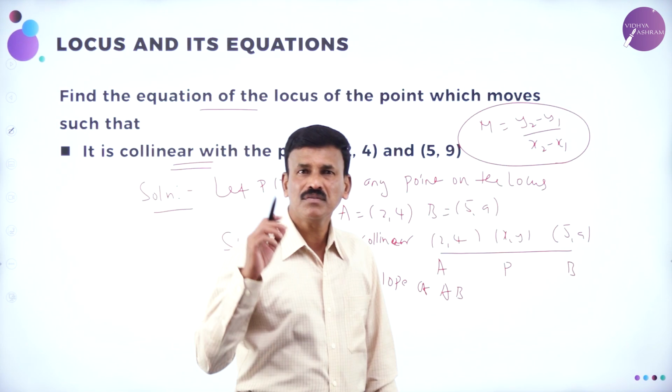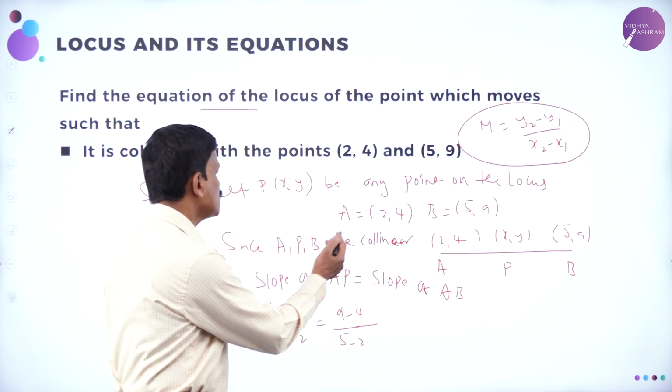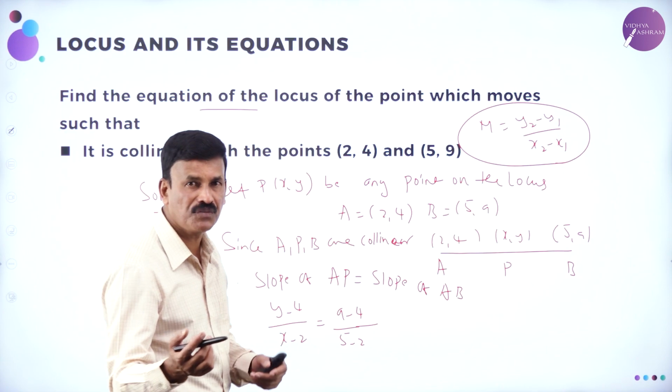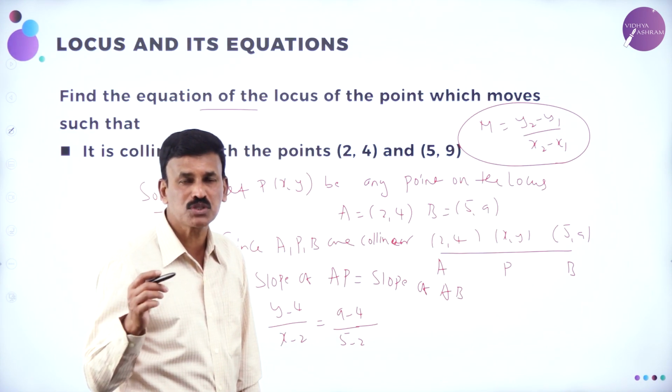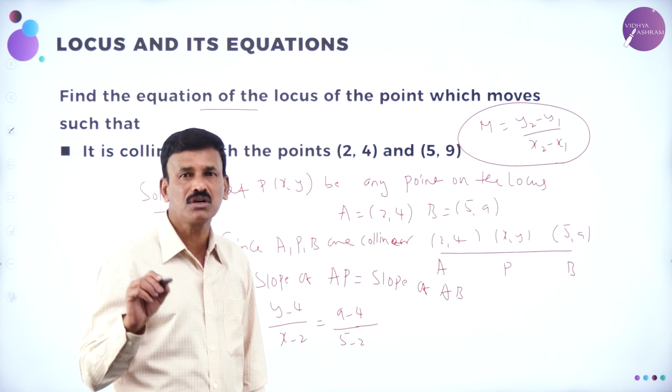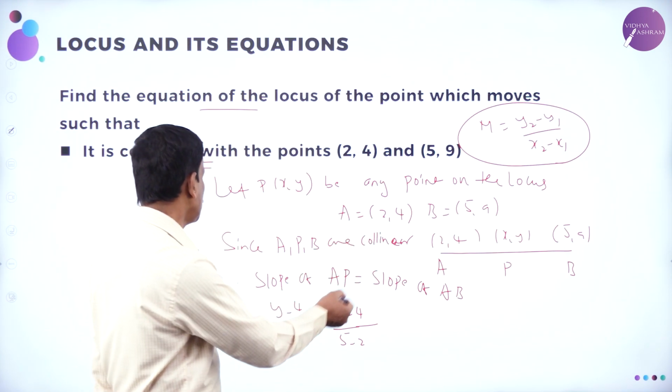Hope you followed. Very simple concept. Since A, P, B are collinear, therefore slope of AP is equal to slope of AB. What is the formula for slope? Slope of the line joining the 2 points x1, y1 and x2, y2 is m is equal to y2 minus y1 divided by x2 minus x1.